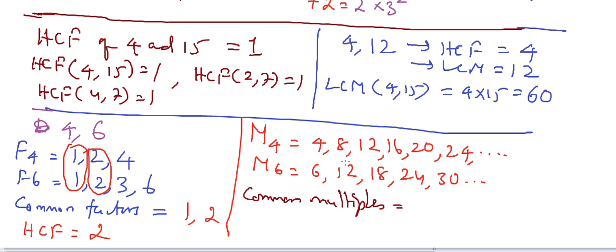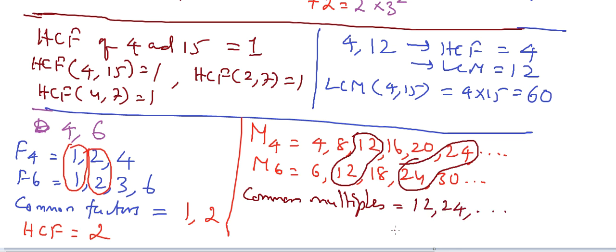So the common multiples, see here 12 is common, then 24 also. So there are many common multiples, and it goes like this: 12, 24 and so on, correct. So what is the smallest? LCM is the least or lowest or smallest common multiple. So the LCM is 12.